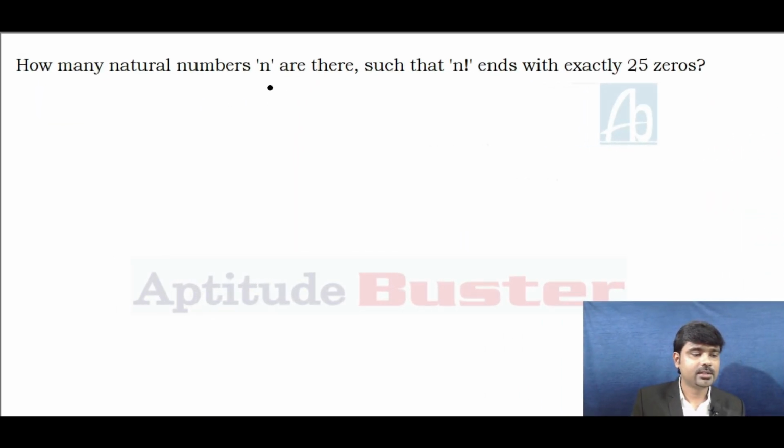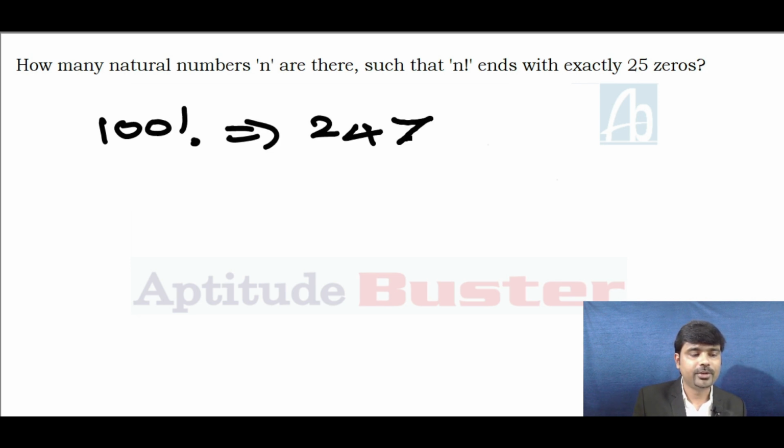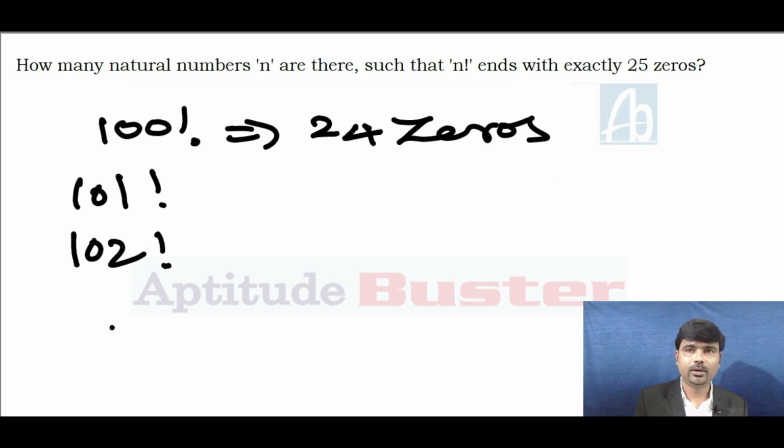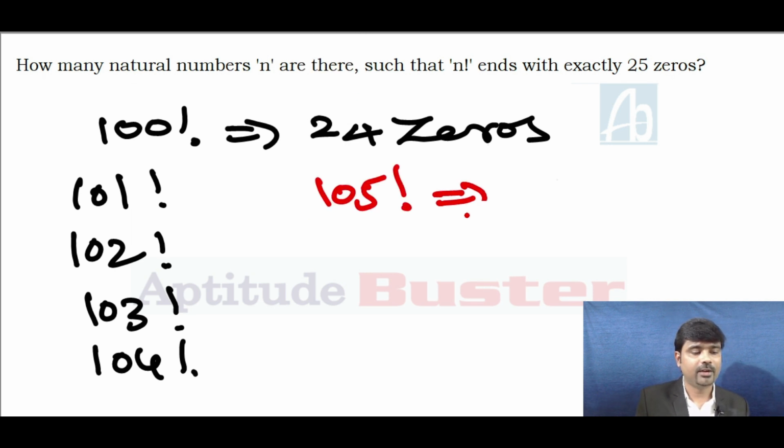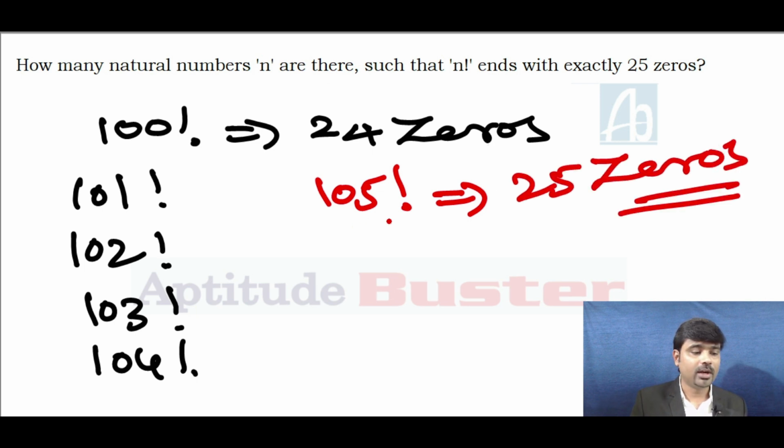How many natural numbers n are there such that n factorial ends with 25 zeros? Up to 100 factorial we know 24 zeros are there. If I take 101 factorial, how many zeros? The same 24 zeros. 102 factorial, 24 zeros. 103 factorial also 24 zeros. 104 factorial, 24 zeros. After that, at 105 we will have 25 zeros. 105 factorial has 25.